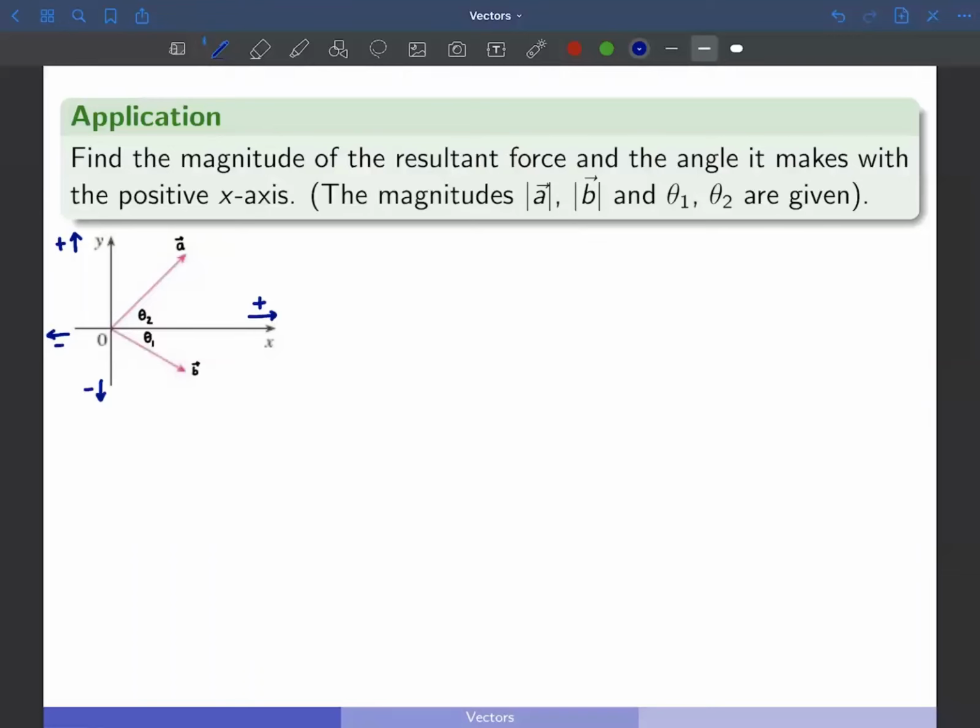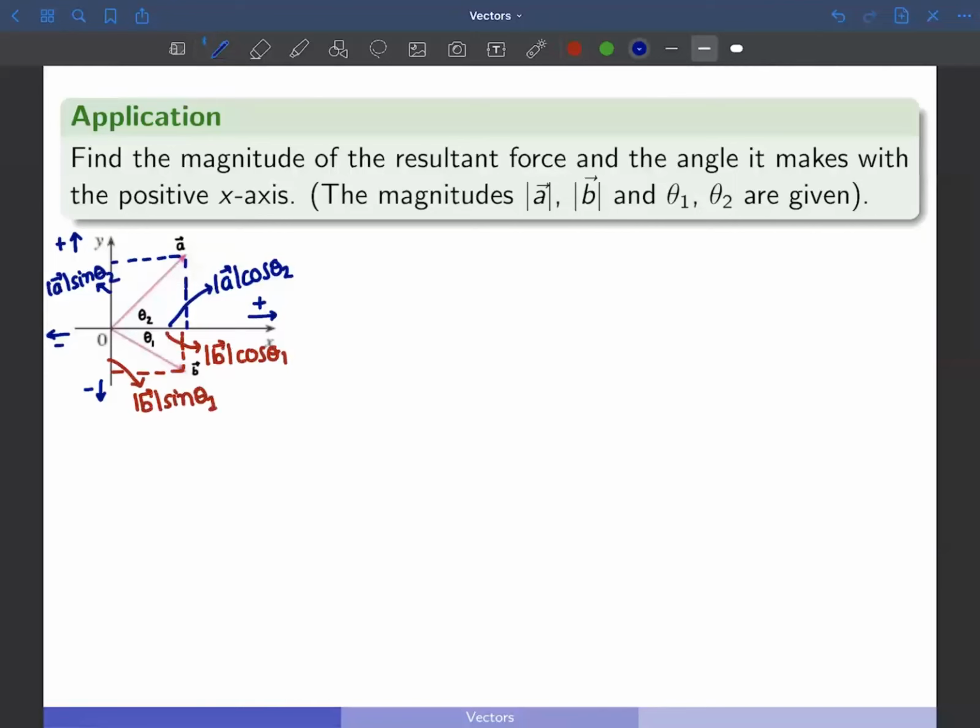the force vector A into its components, we'll have that the x component of the force vector A will be equal to the magnitude of the vector A times the cosine of the angle θ2, and the y component will be equal to the magnitude of the vector A times the sine of the angle θ2. And with the same idea, the magnitude of the x component of the force vector B will be equal to the magnitude of the vector B times the cosine of the angle θ1, and the y component will be equal to the magnitude of the vector B times the sine of the angle θ1.